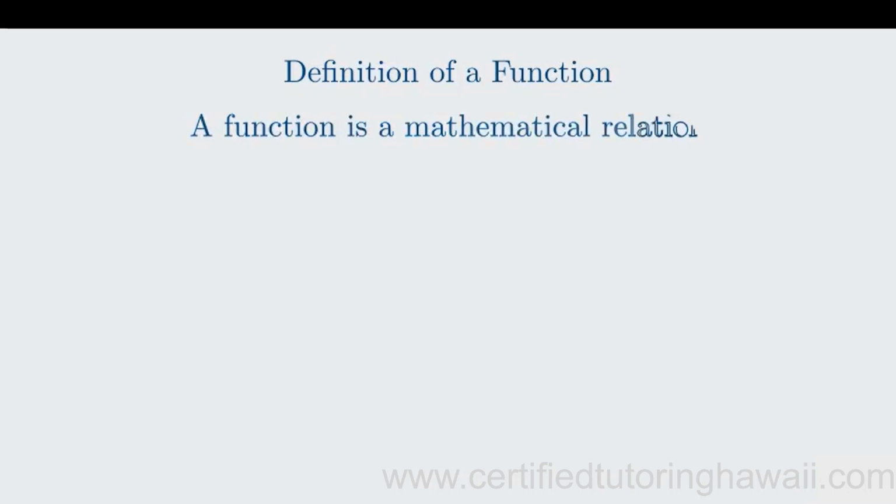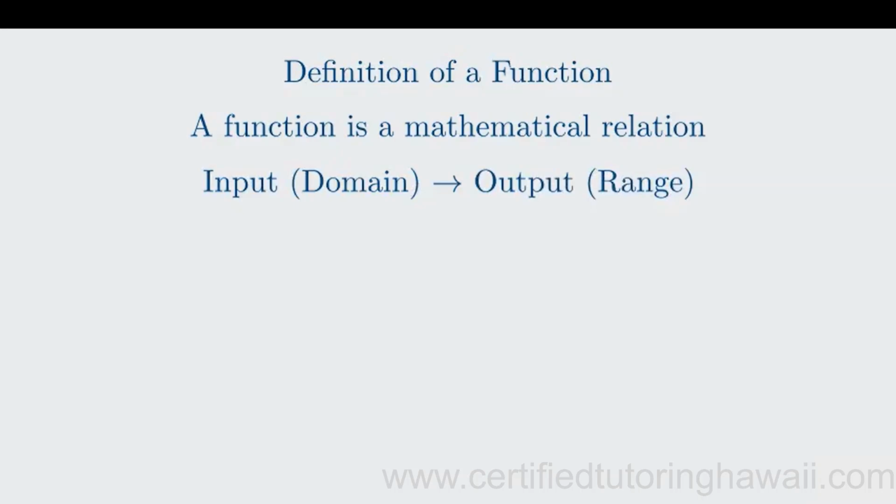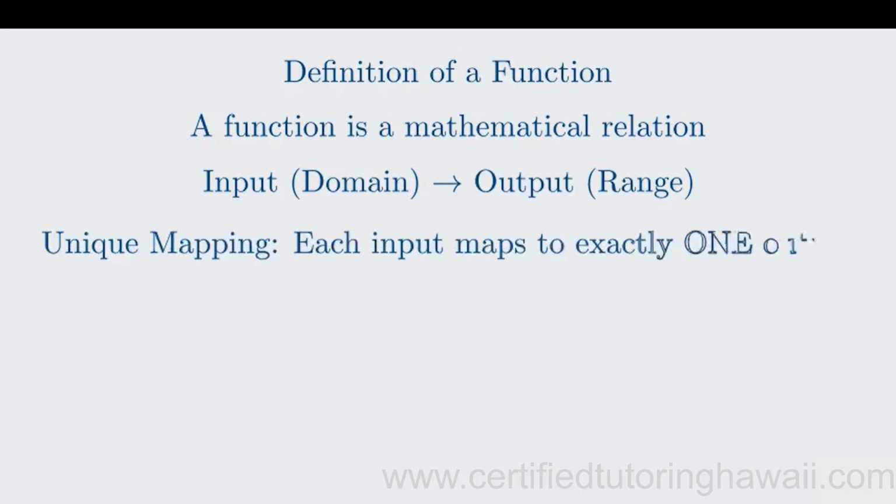To start, let's revisit the formal definition of a function. You've likely seen this in algebra, but in AP Precalculus, we look at it with a bit more depth. A function is a specific type of mathematical relation. It maps a set of input values, which we call the domain, to a set of output values, called the range. The key rule is that each input value is uniquely mapped to an output value. In other words, one input cannot lead to two different results.